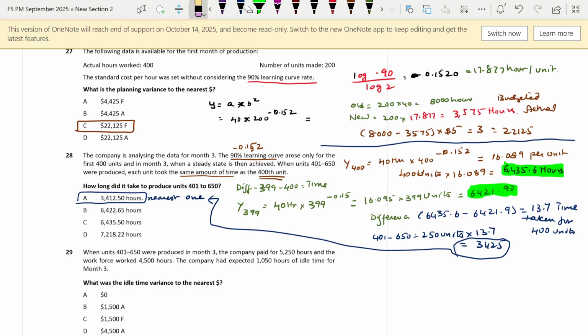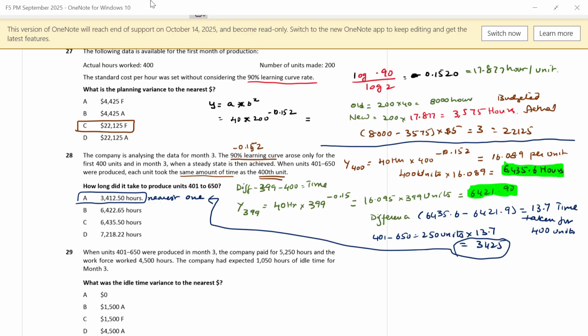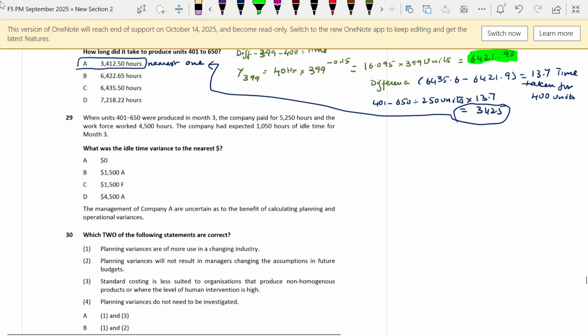Okay. Next. What we have to do? Ideal time variance. Units 401 was produced in month 3. The company paid 5250 hours and the workforce worked for 4500. The company expected 105 hours of idle time for month 3. What is the idle time to the nearest one?